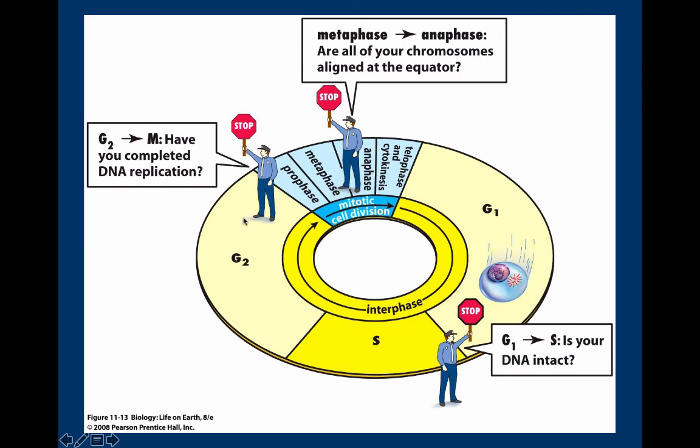But before we finish G2, we want to make sure that DNA replication happened successfully back here, and there weren't any mistakes made when DNA was being copied. And then if we go into mitosis, we also have that late metaphase checkpoint to make sure that everything is lined up correctly on the metaphase plate before the chromosomes separate and move to opposite ends of the cell.